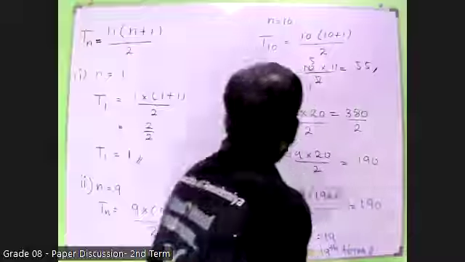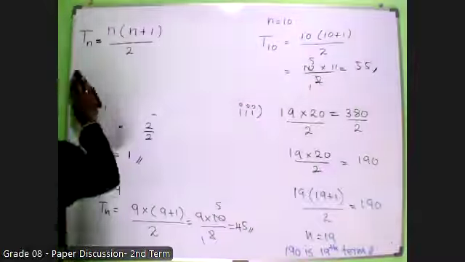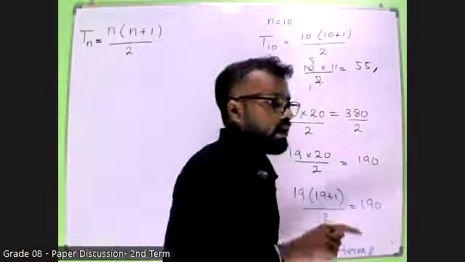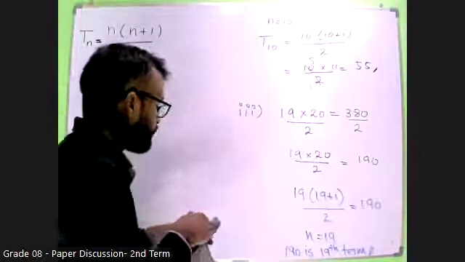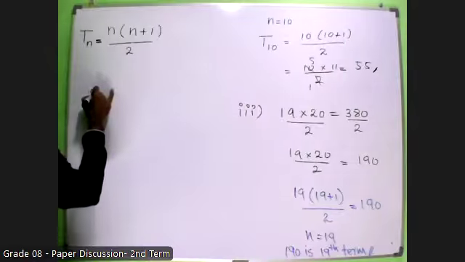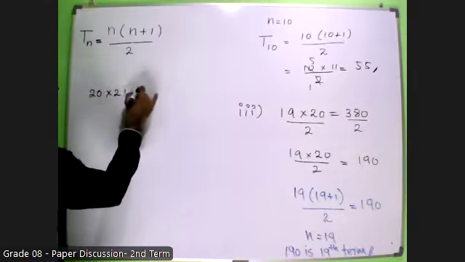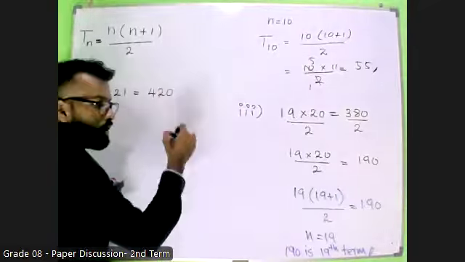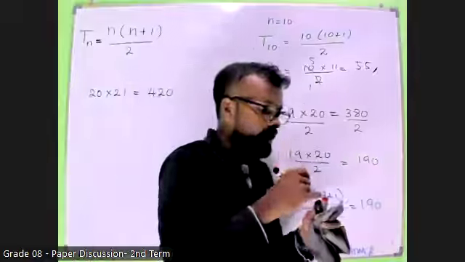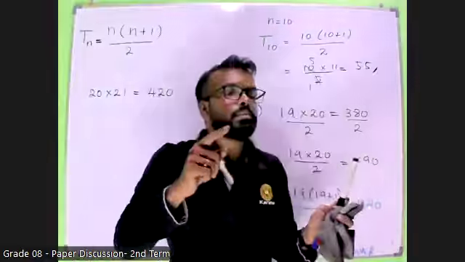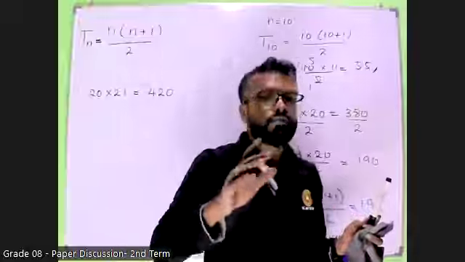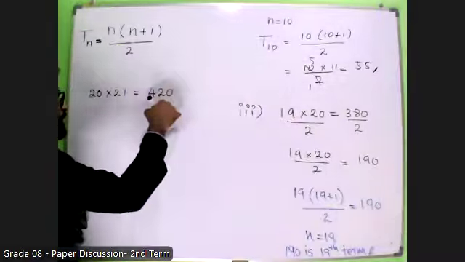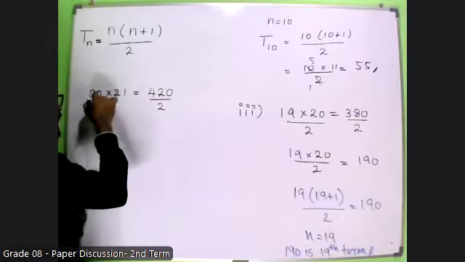So let's move to the next one, the fourth one. It is similar to that. If 20 times 21 equals 420, again they are asking: find which term is 210 of this number pattern. So you have to do it in a similar way. So 420, I will divide both sides by 2.